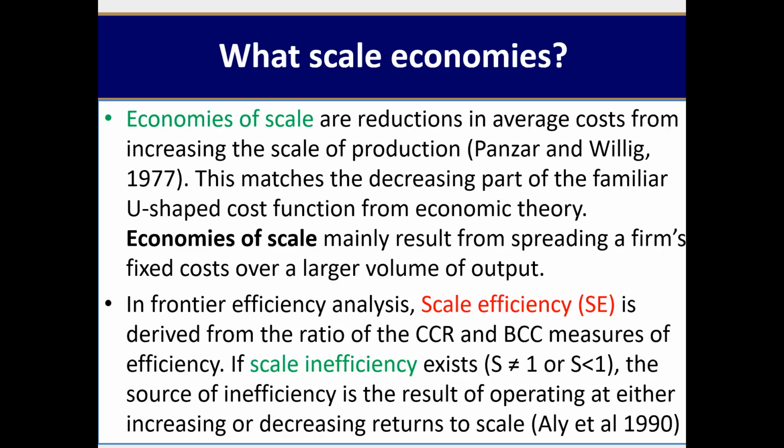Now, in our frontier efficiency analysis, and please take note, scale efficiency is derived from the ratio of the efficiency estimates from the two methods, named after the people behind them, CCR and BCC. We shall look at them very soon. Charnes, Cooper, and Rhodes, we call them CCR. Banker, Charnes, and Cooper, we call them BCC. Now, when you estimate the technical efficiency according to CCR, that technical efficiency is called technical efficiency. But when you estimate the technical efficiency according to BCC, that technical efficiency is known as pure technical efficiency.